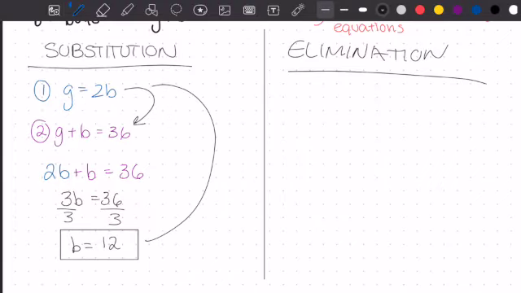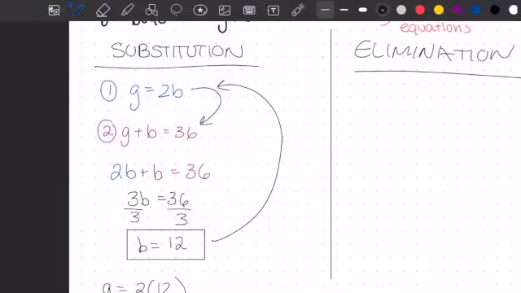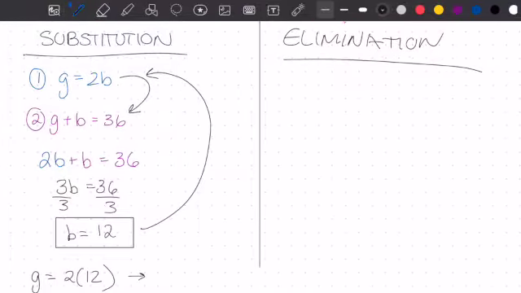Now I'm going to plug this one back into my original equation. Actually, it doesn't really matter which equation it is, but you're going to plug B back in. So I'm going to go G equals 2 times 12, which makes G equal to what? Oh, please tell me someone can do 2 times 12. 24. Thank you. Okay, so B is equal to 12. G is equal to 24.